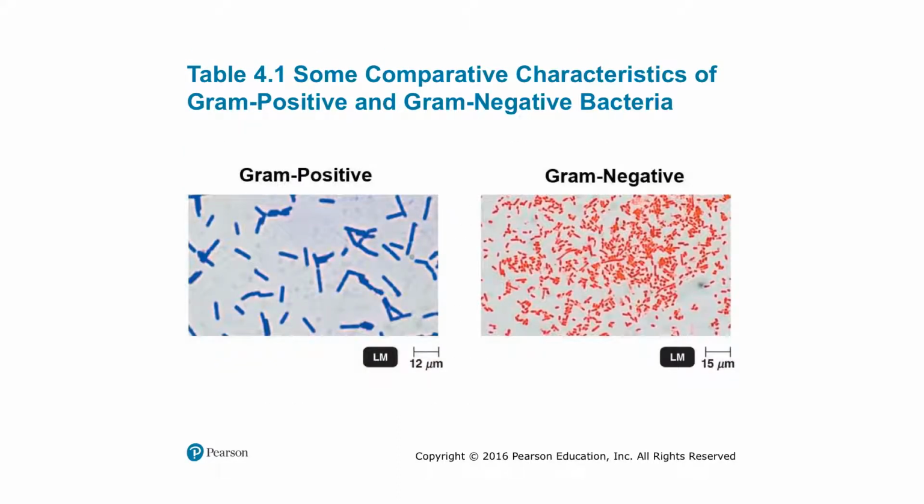And so here you can see the difference between gram-negative and gram-positive. Generally, gram-negative, you're going to see more cocci, and gram-positive, you're going to see more rods. But that's only kind of an in general thing. Don't take that to be a rule of thumb.